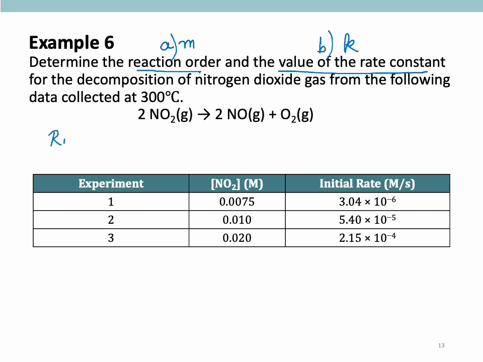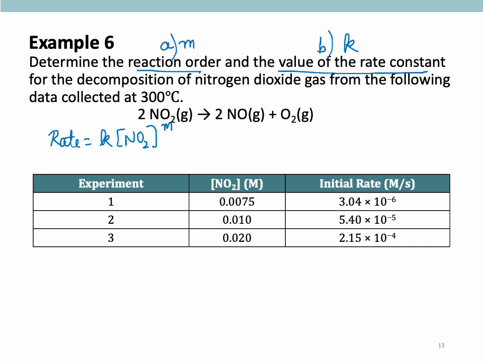What do I know from here? I know that rate is equal to k NO2 to the power of m. So I need to find what is m. How can you find this? In this data, first thing, understand what the data is. This data is experimental data which gives you initial rate at different concentrations of NO2. So in experiment 1, NO2 was 0.075 and the rate was 3.04 times 10 raised to power minus 6. In experiment 2, we changed the concentration of NO2 and measured the rate again. In experiment 3, we changed the concentration again and we measured the new rate again.